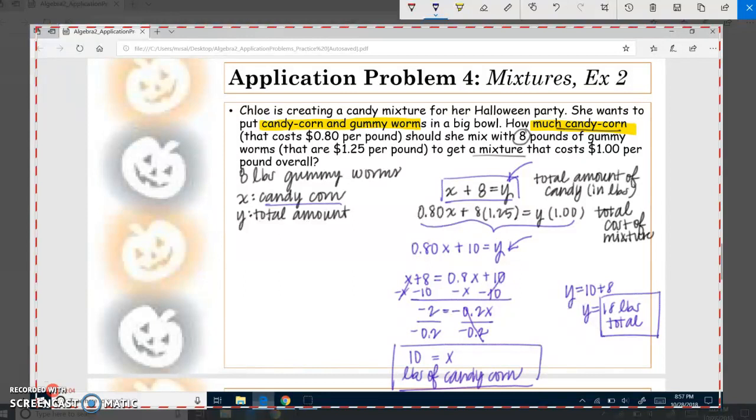So this process, I think, is a little bit more challenging than the chemical mixtures, because chemical mixtures is just x plus y equals total, and then percentage, percentage, percentage. Here we already had one of the total amounts, so one of the gummy worm total weights, and we needed to figure out candy corn weight and total weights. So it's just a little bit different organization of the problem setup.